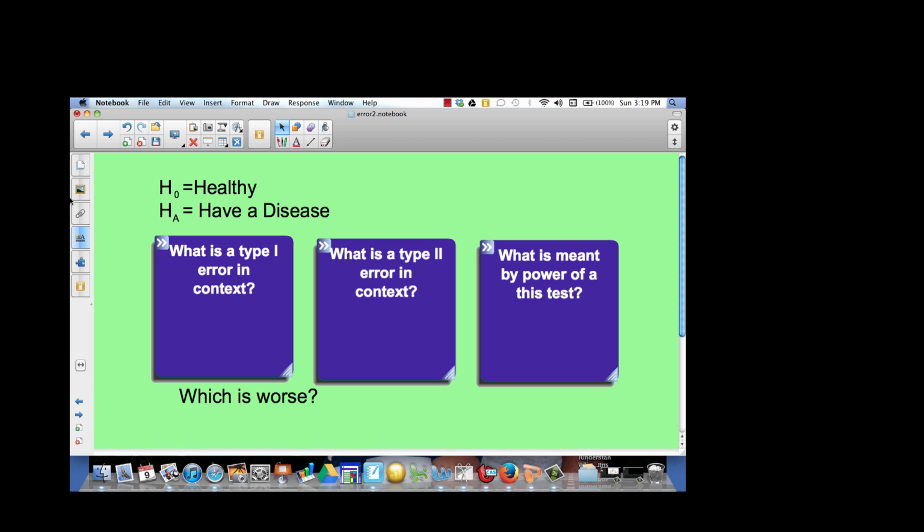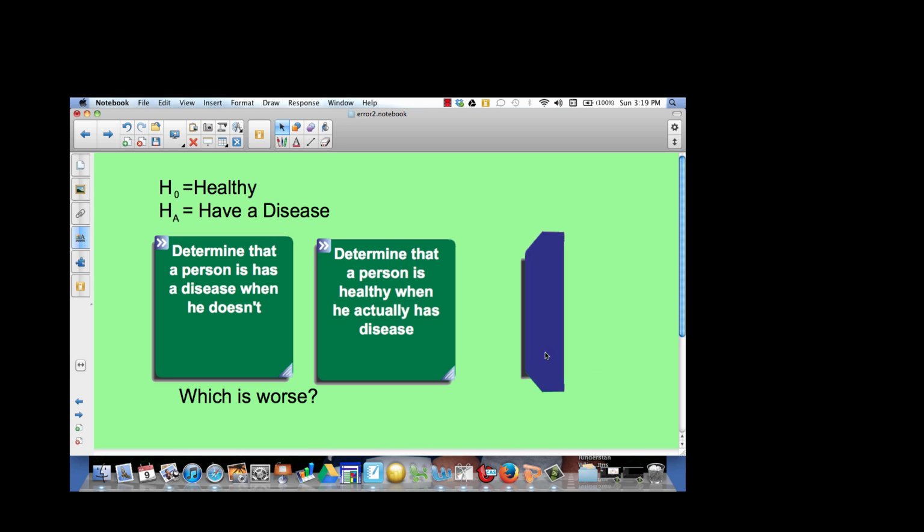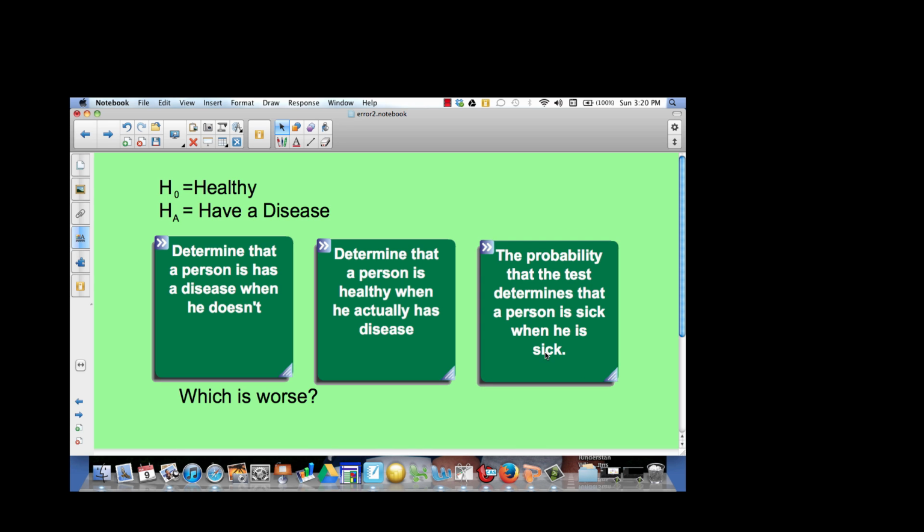Welcome back. A type 1 error would be determining that a person has a disease when he doesn't. A type 2 error, determining that a person is healthy when he actually has a disease. And the power of the test would be the probability that you tell the person that they're sick when they really are sick. Which do you think is worse here, the type 1 or the type 2? I personally think definitely type 2, because if you think you're healthy, you're not going to be taking any medicine that you need to take.